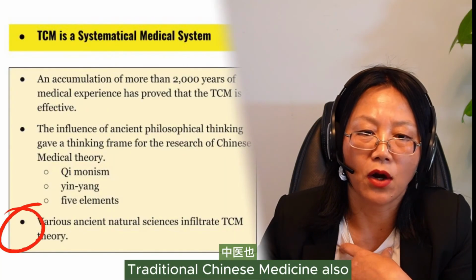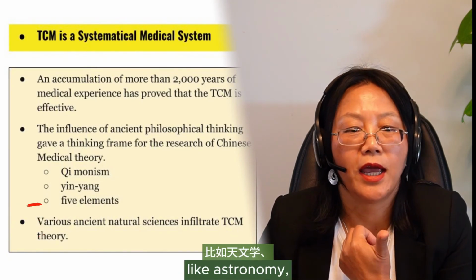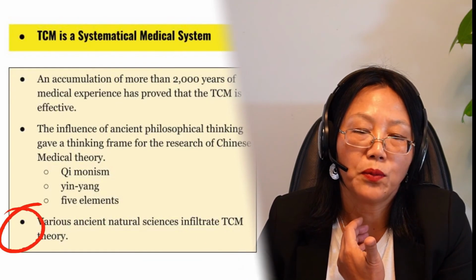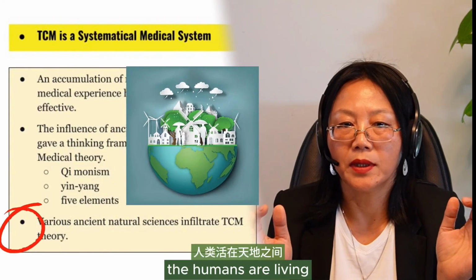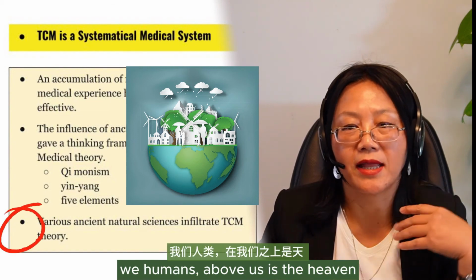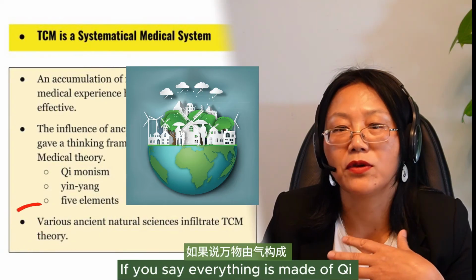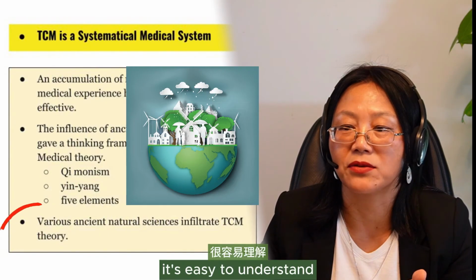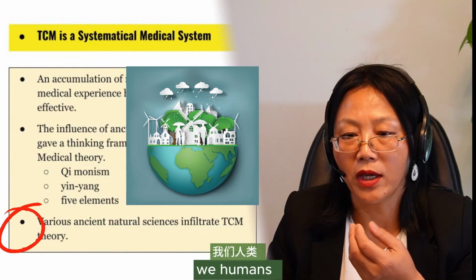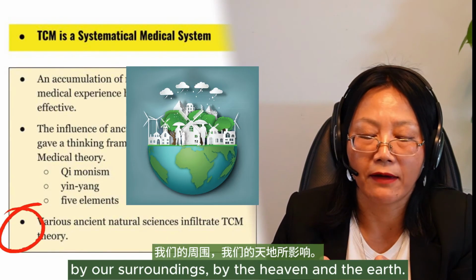Traditional Chinese medicine also integrated other natural sciences like astronomy, calendar, acoustics, mathematics. It's because humans live between the heaven and the earth. Above us is the heaven, so it's the heaven's qi. The earth is the earth's qi. If you say everything is made of qi, it's easy to understand. Heaven's qi, earth's qi, and humans are in between them. We humans are actively influenced by our surroundings, by the heaven and the earth.